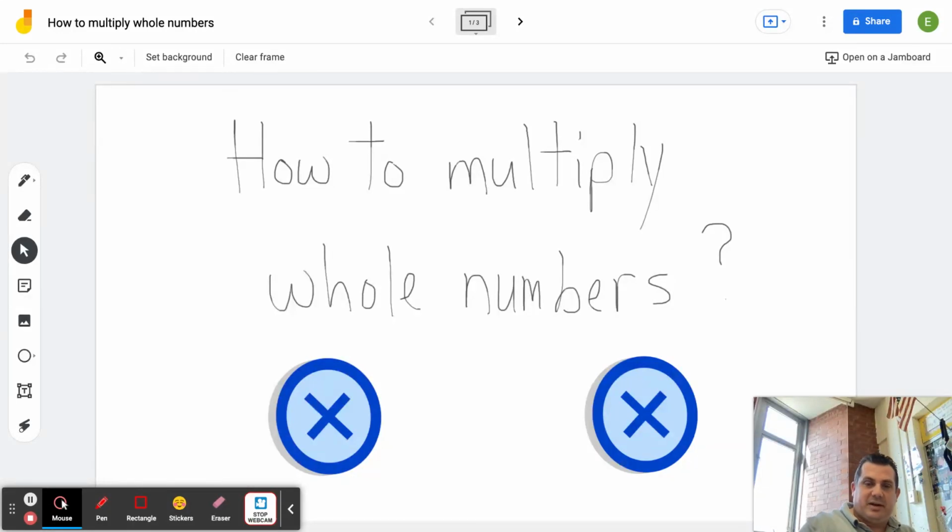I've realized here that these are pretty bad images to put up there. It's supposed to be the multiplication symbol, and I put 2 of them.